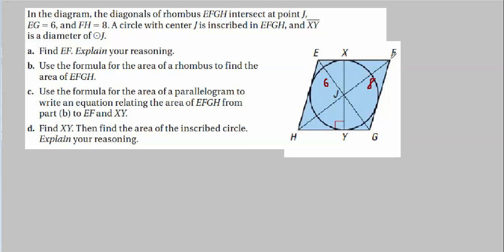we also know that the diagonals of a rhombus bisect each other, so we can immediately write that this side is 4 and this side is 4, and over here I can write 3 and 3, and just forget about the 6 and the 8 for now. We got 3, 3, 4, 4.